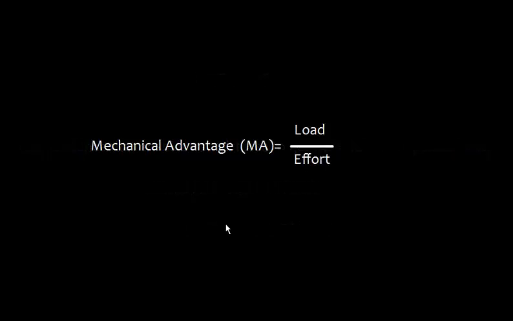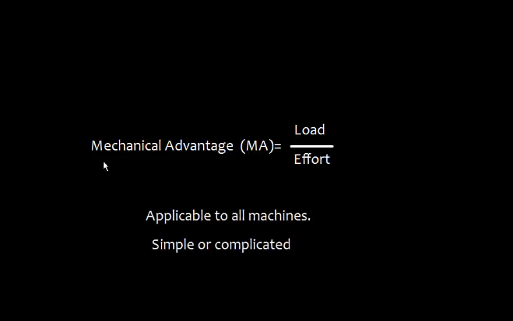Now let me define mechanical advantage. This is the ratio of load divided by effort. Okay, so mechanical advantage is load divided by effort. Now, this is applicable to all types of machines, whether the machine is simple or complicated.